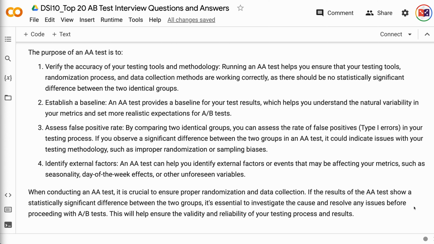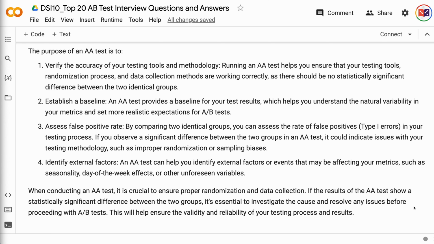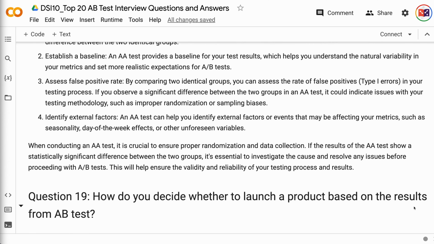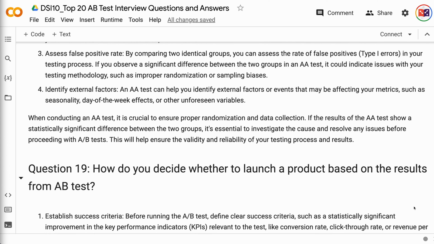3. Assess false positive rate. By comparing two identical groups, you can assess the rate of false positives in your testing process. If you observe a significant difference between the two groups in an AA test, it could indicate issues with your testing methodology, such as improper randomization or sampling biases. 4. Identify external factors. An AA test can help you identify external factors or events that may be affecting your metrics, such as seasonality, day-of-the-week effects, or other unforeseen variables.